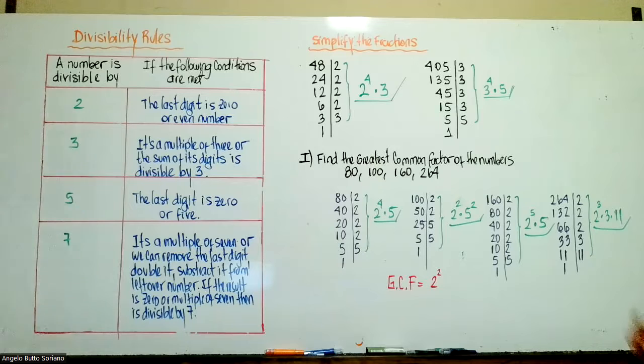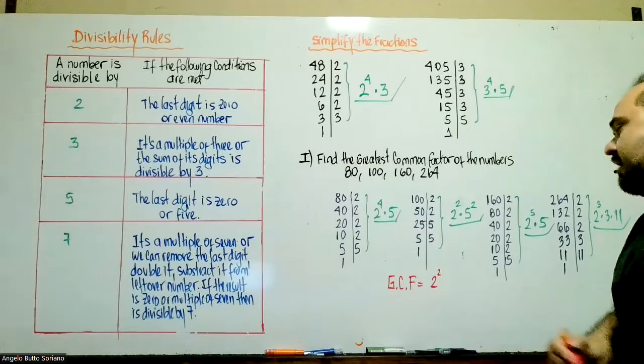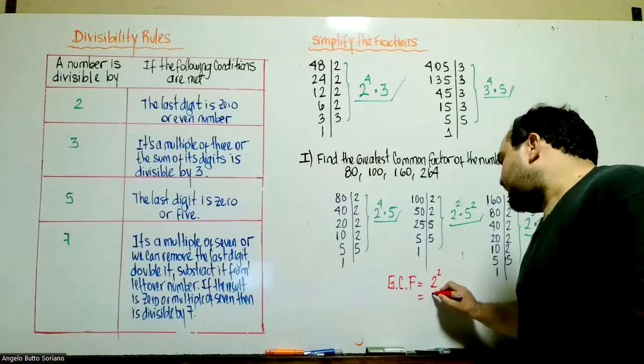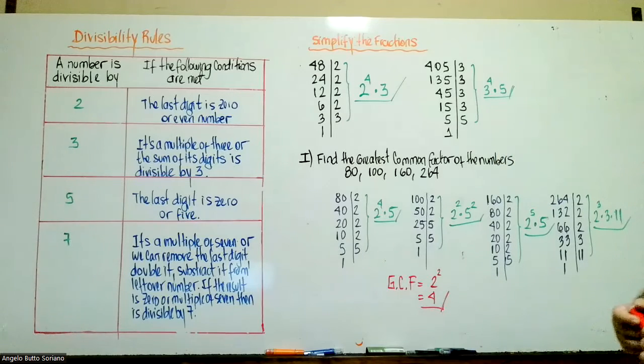Well, if you see, we got the number 3 located over here and the number 11 only in 264. This does not appear in 80, 100, and 160. For that reason, we're going to discard them already. So the greatest common factor will be given by 2 at the second power. That will be 4. And this is the solution of how to calculate the greatest common factor.